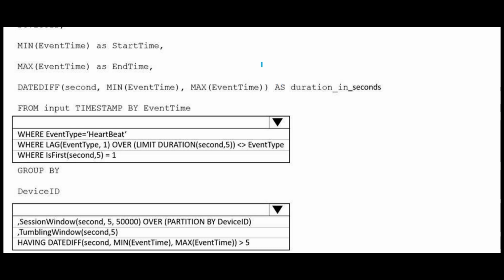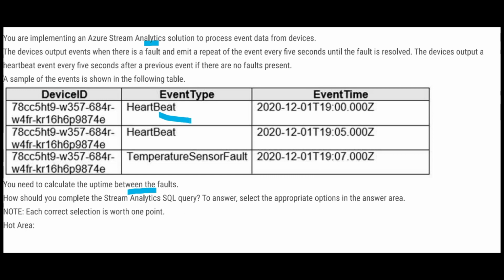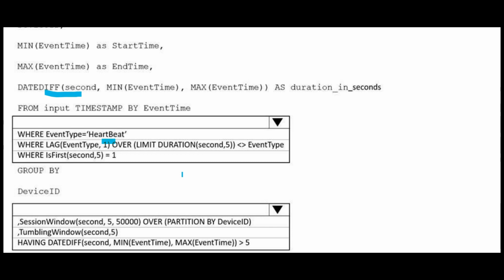So what it is trying to do is it is selecting device ID, min, max of event time, and date diff, etc. That is perfectly fine. But from input stand by event type, what event type we should use here? So the event type in this case would be heartbeat. So here we have the event type heartbeats between the faults.